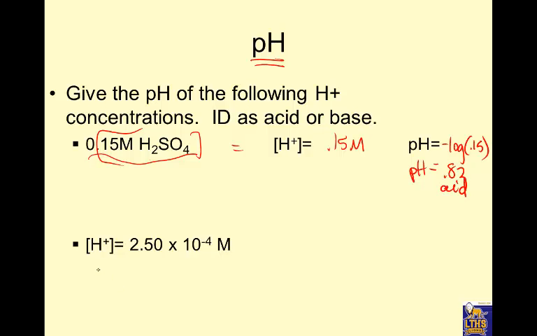All right, what about this? In this one we don't know what acid produced this, but we know it gave us the H+ concentration. So right away you can negative log it. Negative log of 2.5 times 10 to the negative fourth gives us 3.6. So is this an acid or base? It's an acid because the pH is less than 7.